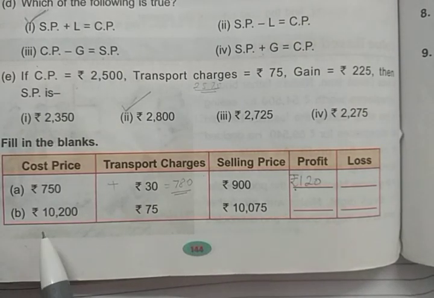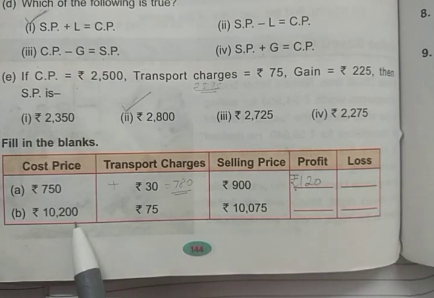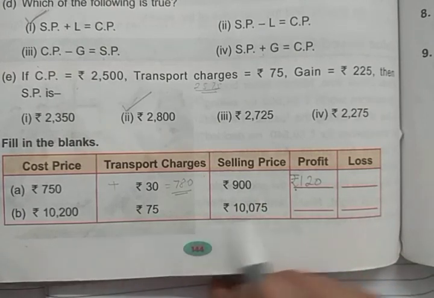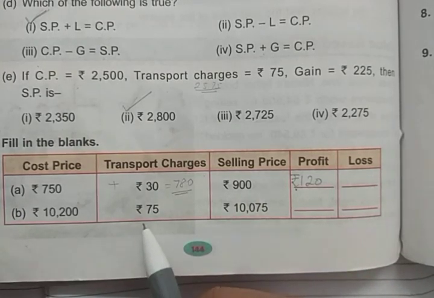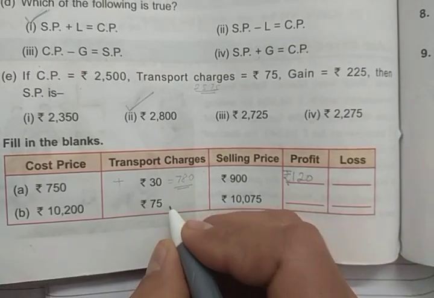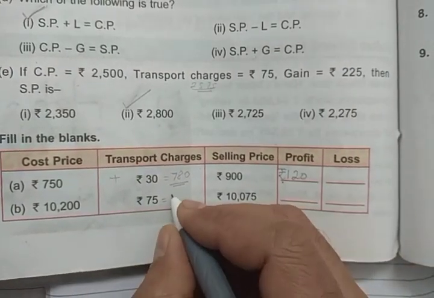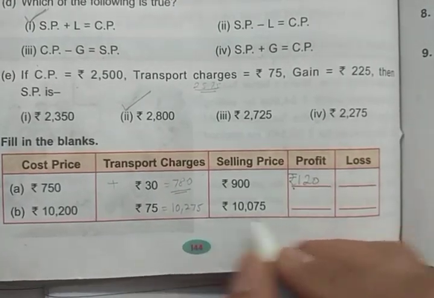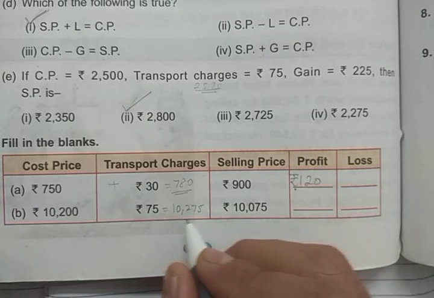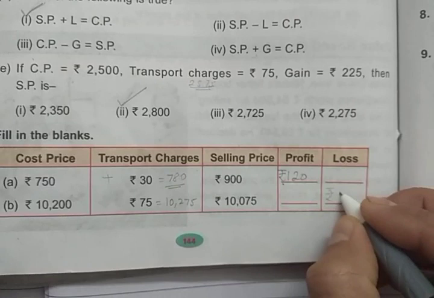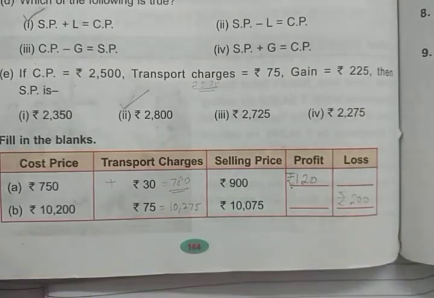So here 10,200 plus 75 is 10,275. So actual cost price is this, and 10,075 is selling price. So here in this case, cost price is more than the selling price, so that means there is a loss. So find out the loss. So actual cost price is 10,275 and selling price is 10,075. So subtract it, 10,275 minus 10,075, that is rupees 200. So that means there is a loss.